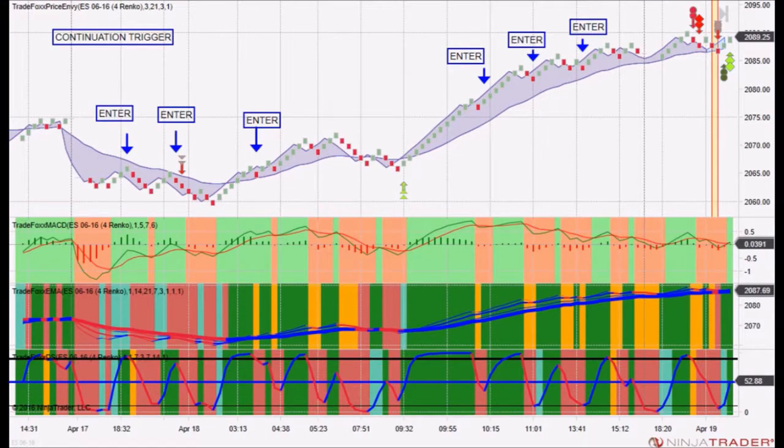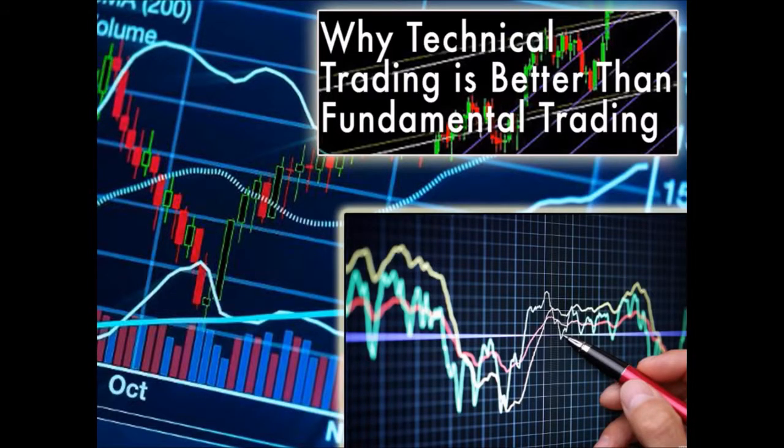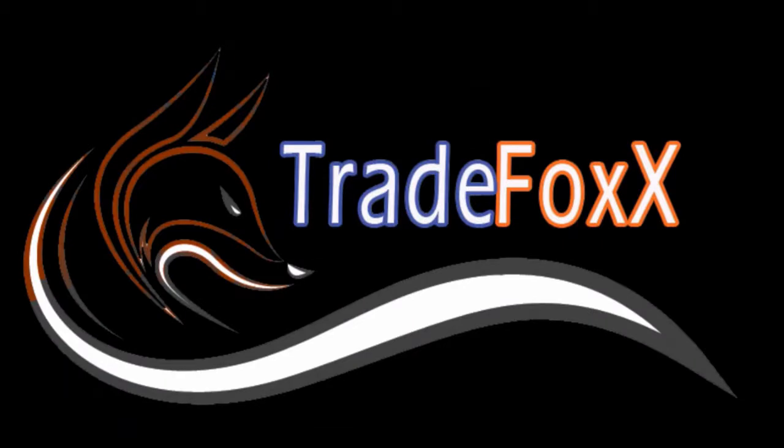There are other trade setups like continuation triggers and counter trade triggers. The setups we just went over will work on any market and are a great starting point. This concludes this video on how to trade the indices with TradeFoxx Signals.